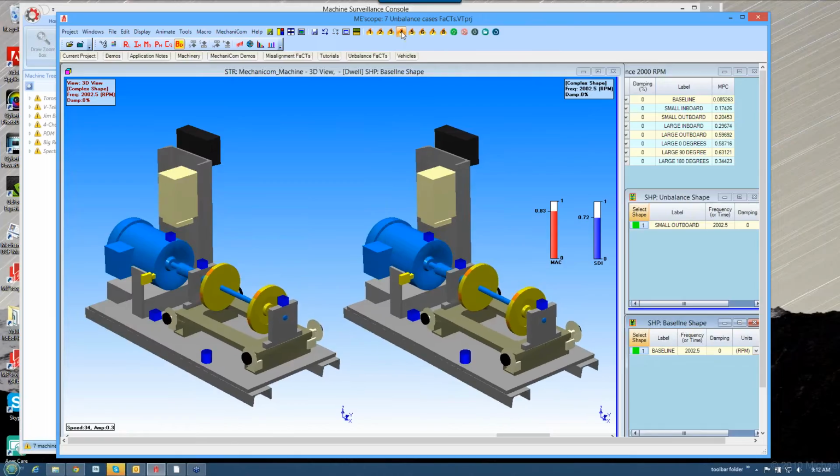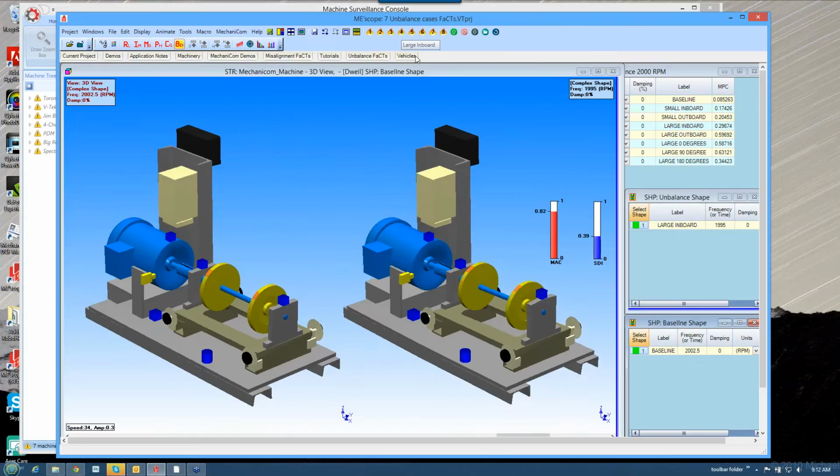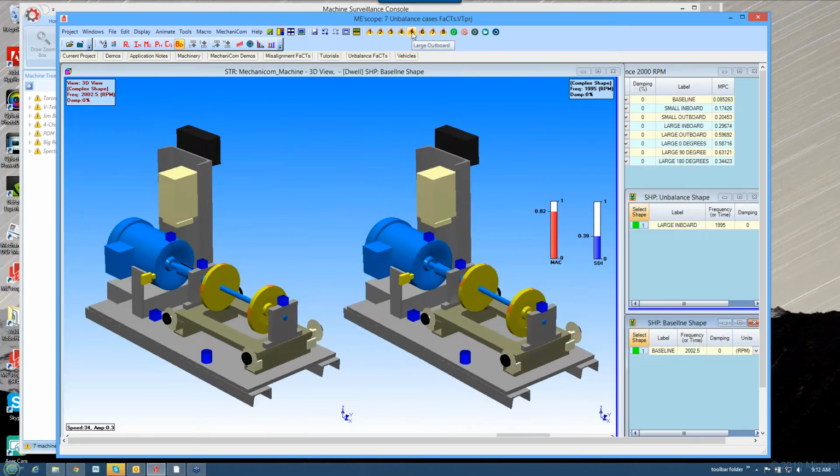Let's look at the large inboard. Okay, you can see again the MAC value is saying the shape's about the same shape-wise, but vibration-wise it's quite different. The levels are greater. You can see more animation here. That's indicating that the machine is vibrating more. Here's a large outboard case.